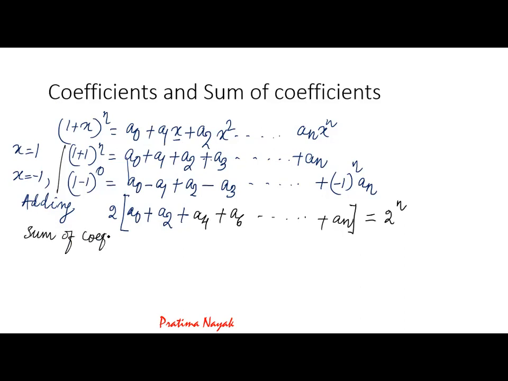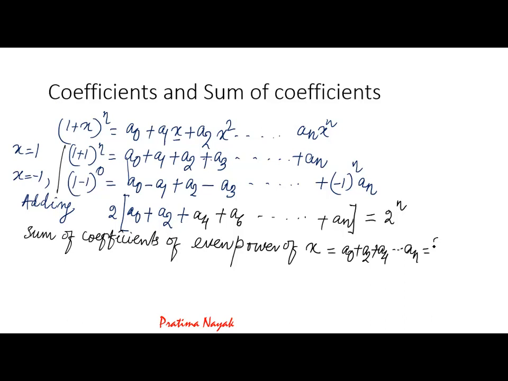coefficients of even power of x, a0 plus a2 plus a4 up to an, is equal to 2 to the power n divided by 2, that will be 2 to the power n minus 1.